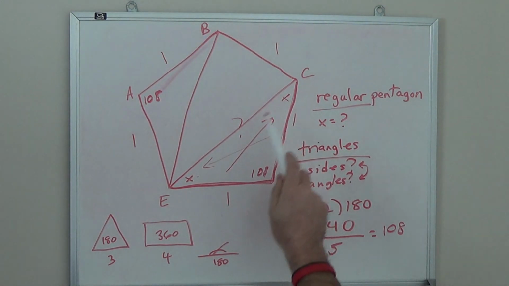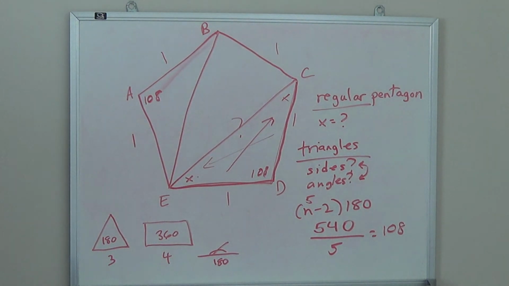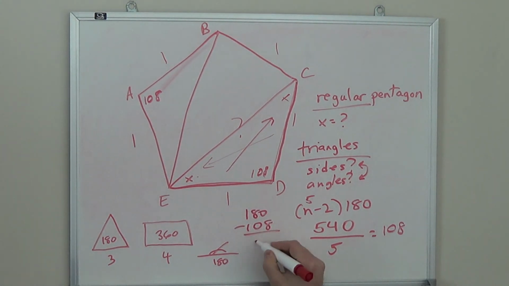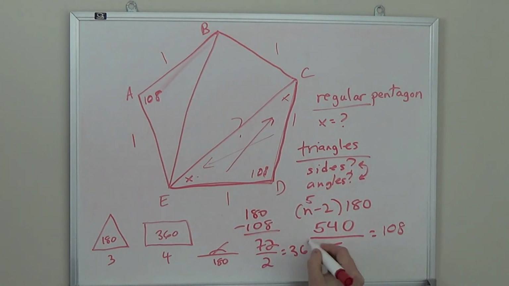We have a triangle, the 3 angles add up to 180 degrees. We have 108, so if we did 180 minus 108, right, that's 72 degrees, which has got to be split 2 ways. Simply divide it by 2, and we should end up with 36.